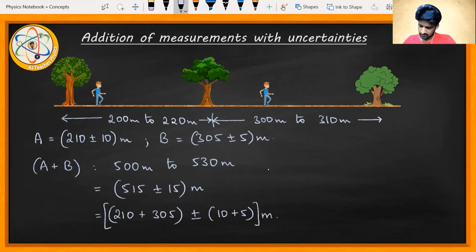Now if you observe what we have just written here, 210 is the true value of the measurement A, and 305 is the true value of measurement B. So the true value of their sum A plus B is the true value of A plus the true value of B. And then look at the uncertainty. 10 plus 5, 15, is the uncertainty in the sum, which happens to be the sum of their individual uncertainties.